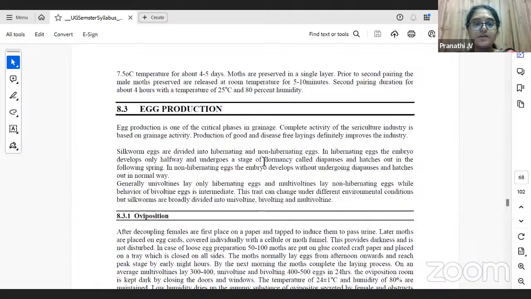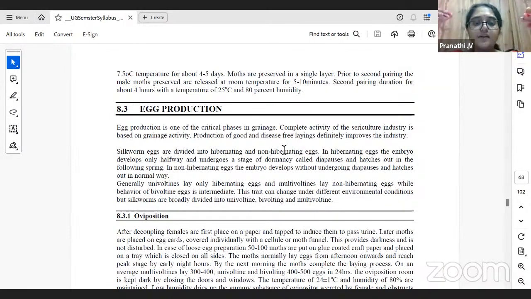Eggs that are produced are one of the most important phases in the grainage, and the complete sericulture industry is going to be based on the grainage activity only. So you need to have proper disease-free layings. This will only help in a good, economical and viable sericulture industry.